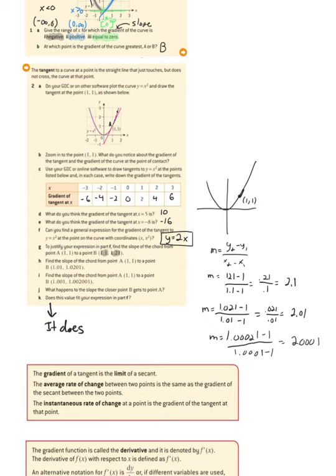A couple things here. It says the gradient of a tangent is the limit of a secant. So there's a lot of words there. Saying the slope of a tangent line is the limit of a secant line is basically what it's saying. A secant line is like a chord, except it goes through 2 points and it keeps going. A chord just goes from point to point. So that's the difference there. And we don't need to worry about that definition too much right now. The big thing we want to look at is that the average rate of change between 2 points is the same as the slope of the secant between the 2 points.